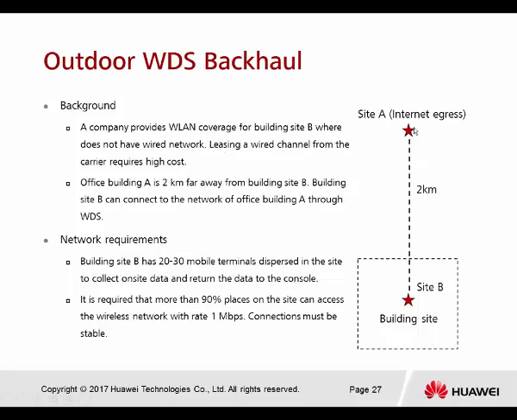So if they're going to pull the cable, for example, this is my site A. Site A has internet access, but my site B has no internet access. If they're going to pull the cable from site A to site B 2 kilometers away, the cost will be very high. So to reduce the cost problem, this is the reason they're going to deploy WDS in this scenario. The requirement: building site B has 20 to 30 mobile terminals, and it requires more than 90% of places on the site can access the wireless network, and the rate is 1 Mbps.